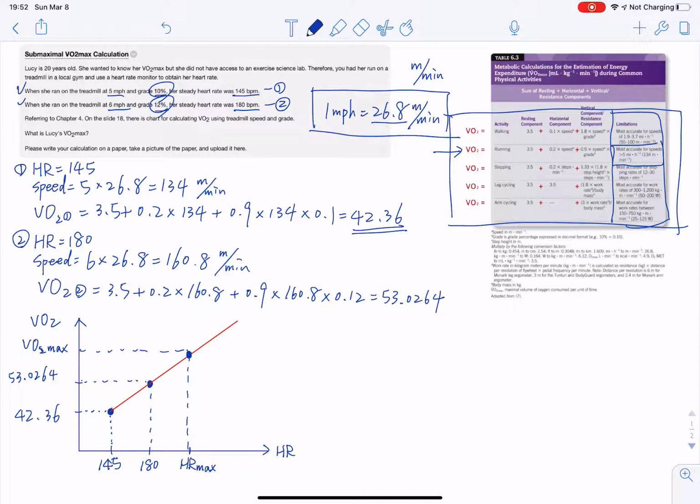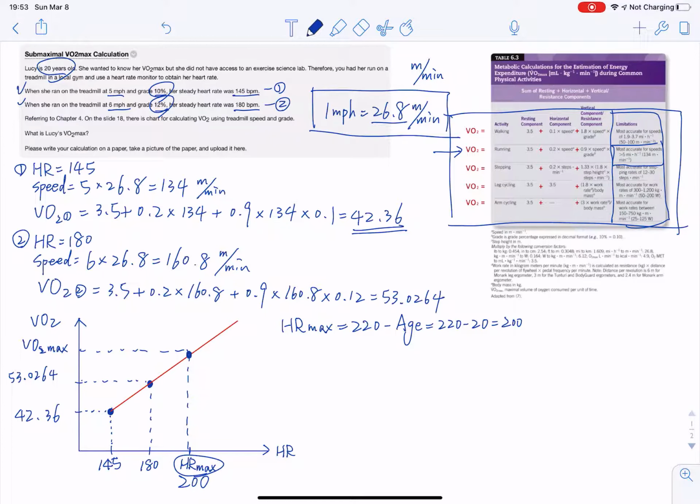Do we know her maximal heart rate? We can calculate it using her age. So we can calculate the age-predicted maximal heart rate. Maximal heart rate is 220 minus age, right? And we know her age is 20. She's 20 years old, so her age-predicted maximal heart rate should be 220 minus 20. It is 200. Now we know this is 200, right? Maximal heart rate is 200.